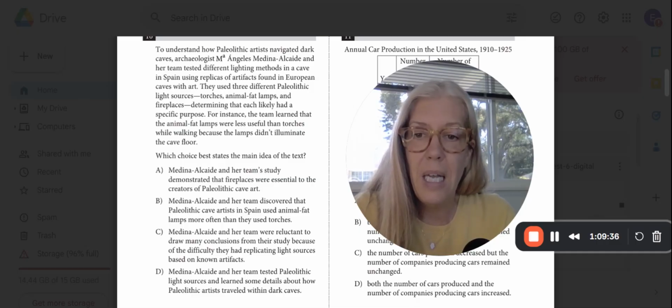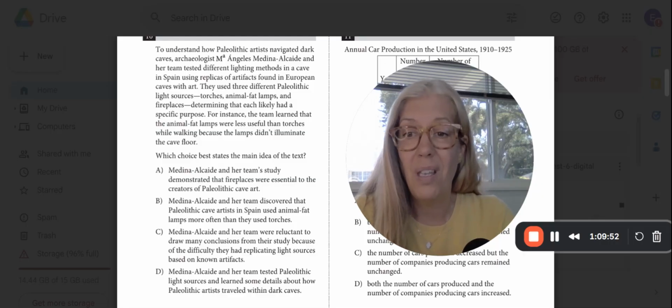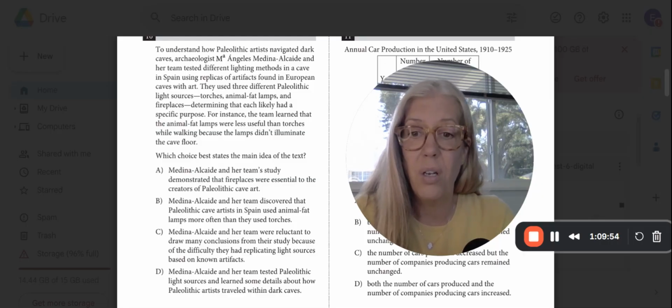C, Medina and her team were reluctant to draw many conclusions from their study because of the difficulty they had replicating life sources based on known artifacts. I don't think they said they had a hard time. I don't even think that was in the text, that they couldn't draw a conclusion from their study.